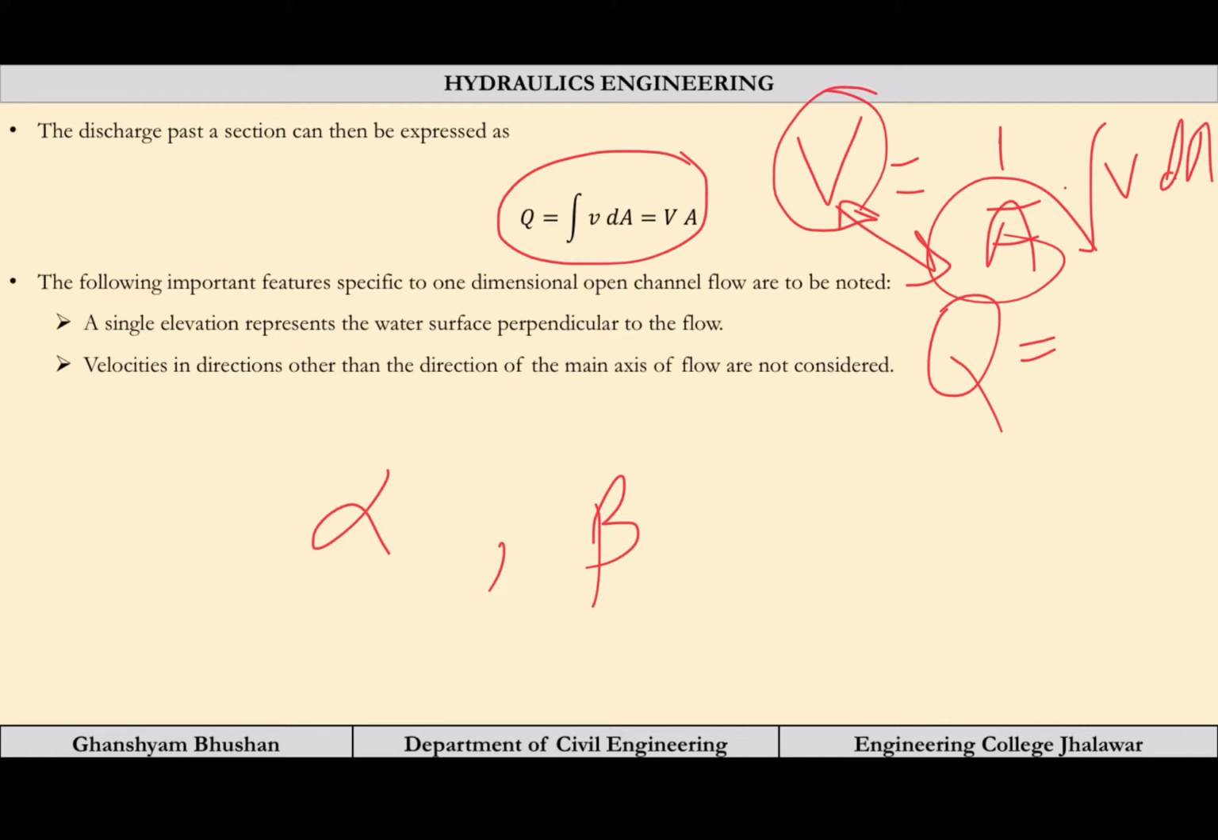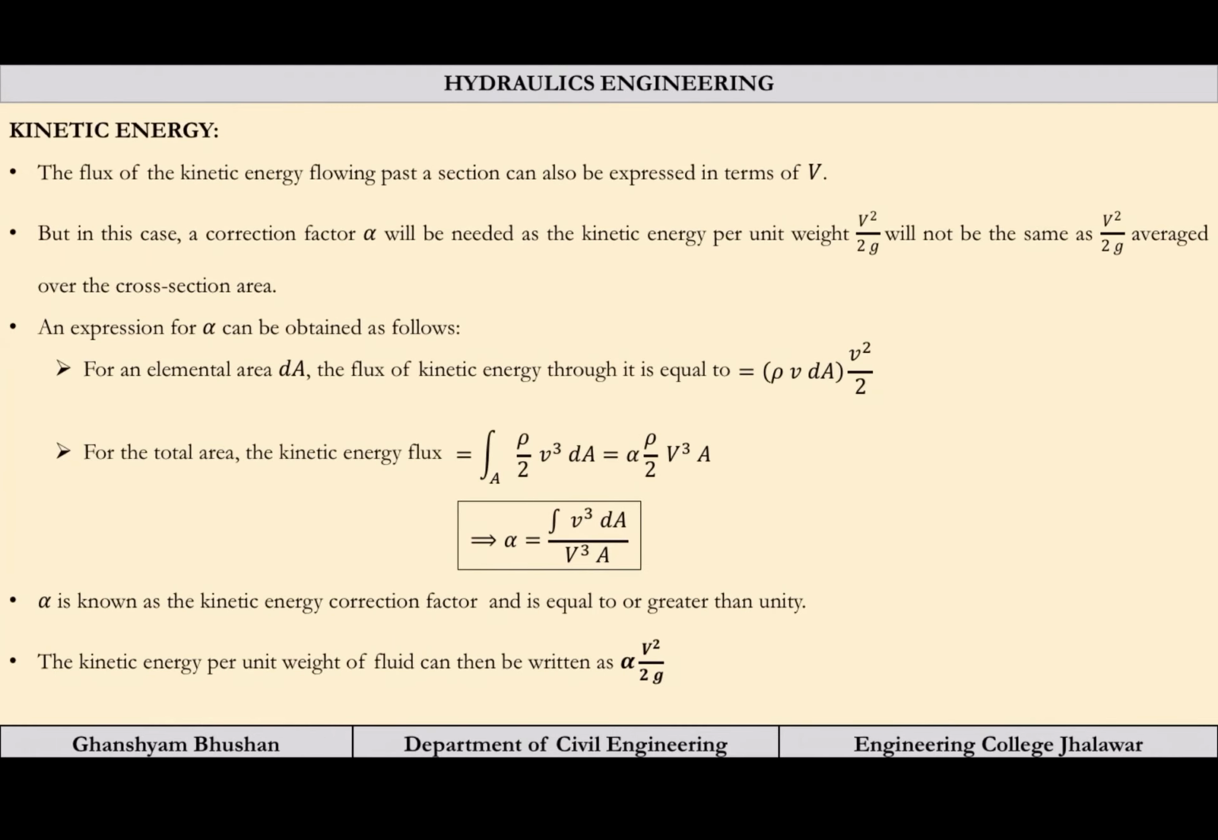So only longitudinal velocities will be considered, and a single elevation represents the water surface perpendicular to the flow. So if it is given as 5 meters, then 5 meters perpendicular to the flow will be the surface where water exists. Okay, so now let us see the kinetic energy, how this will affect the kinetic energy.